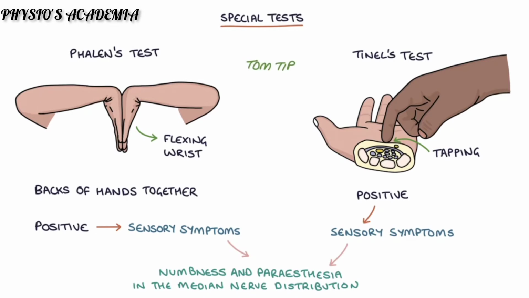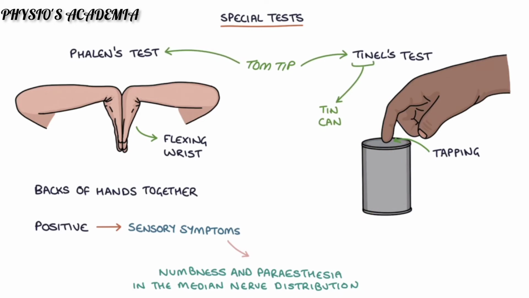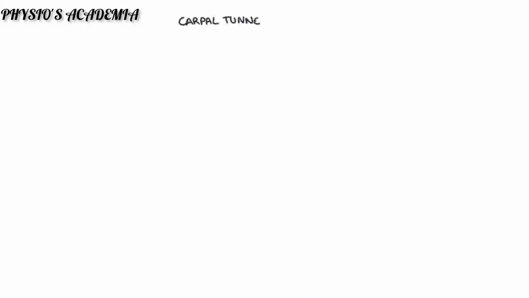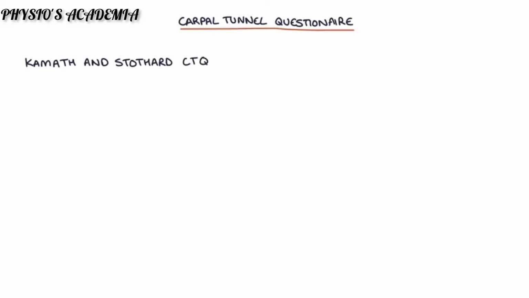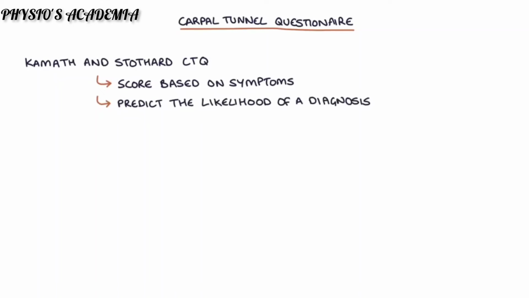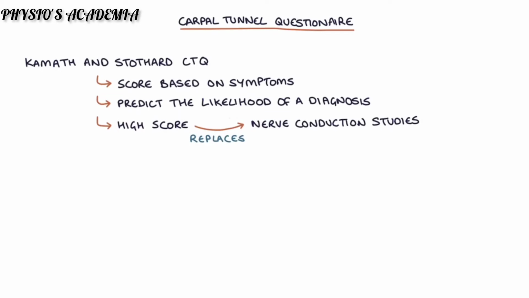A top tip for remembering which way around Tinel's and Phalen's is: I remember tapping a tin can for Tinel's test. After discussing the special tests, now let's talk about the carpal tunnel questionnaire. The Boston Carpal Tunnel Questionnaire gives a score based on the symptoms of carpal tunnel, and it can be used to predict the likelihood of the diagnosis of carpal tunnel syndrome. A high score in the questionnaire may replace the need for nerve conduction studies to confirm the diagnosis.